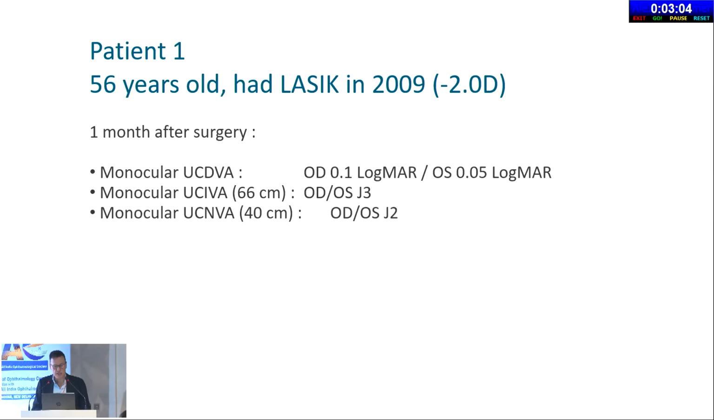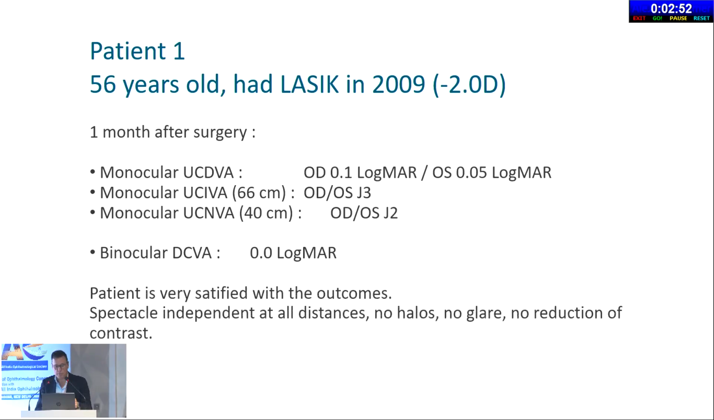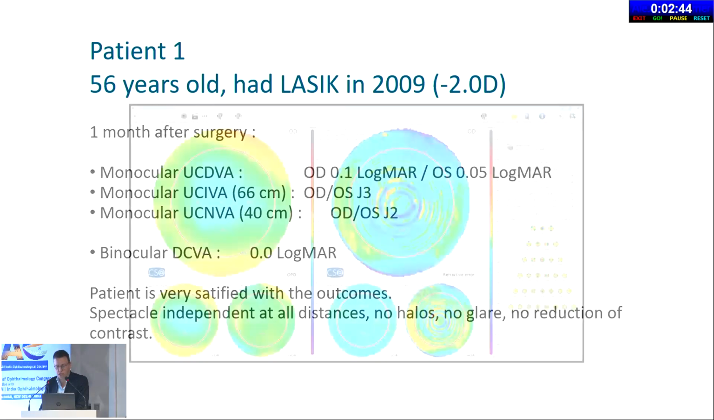The intermediate vision was J3, and the uncorrected near visual acuity was J2. The binocular distance corrected visual acuity was 20/20. The patient was very satisfied with the outcomes, and you may be surprised, but he did not report halos, glare, or reduction of contrast.